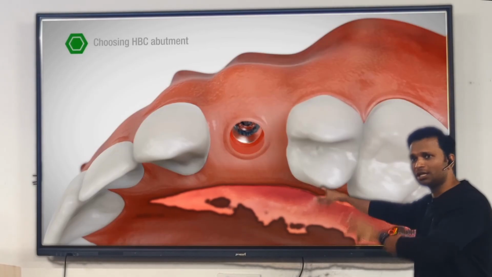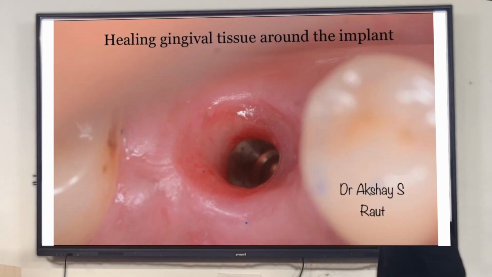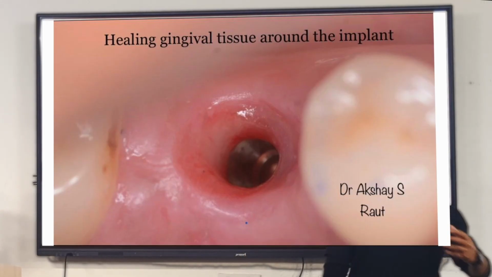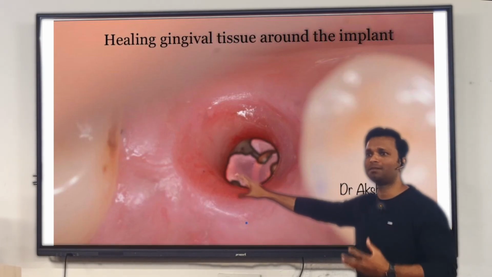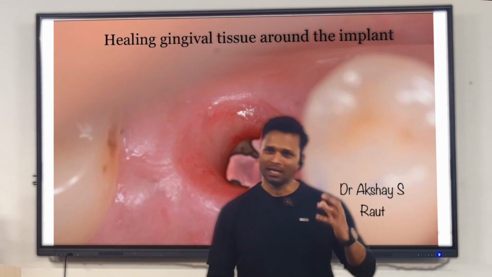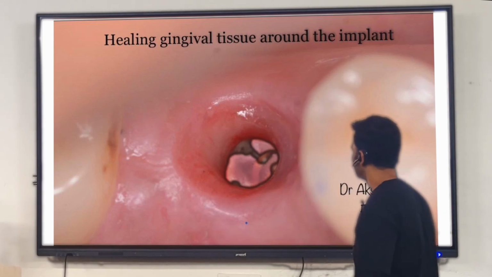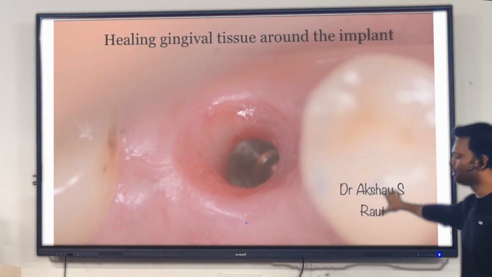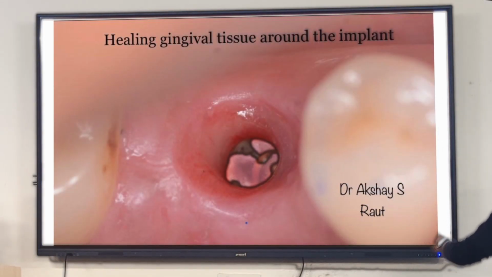I'm going to show you the clinical picture of the gingival collar. This is how the implant site looks after removal of the gingiva former or the healing abutment. So now this is ready to receive a prosthesis. This step ke baad we are going to go for impression. This image was given to me by one of my seniors from my BDS days, Dr. Akshay Raut from Pune.